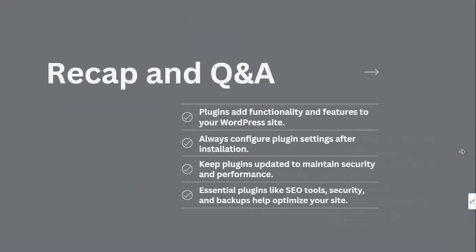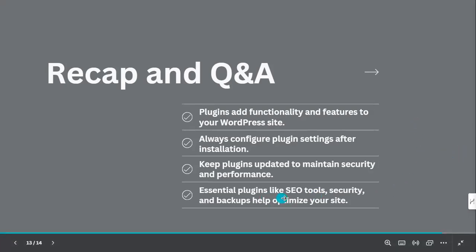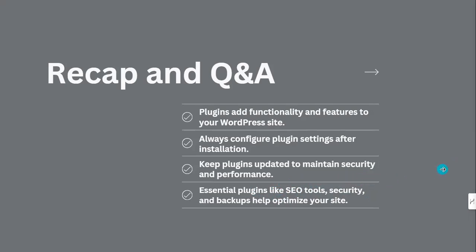Okay, so now that brings us to the end of this module 4. In this module 4, we discussed how plugins add functionality and features to a WordPress website. We also looked at always configuring your plugin settings after installation. That was the class we did last time. Then how to keep plugins updated to maintain security and performance. Then we looked at some essential plugins like SEO tools, security, and backups, and how they help us optimize our website.